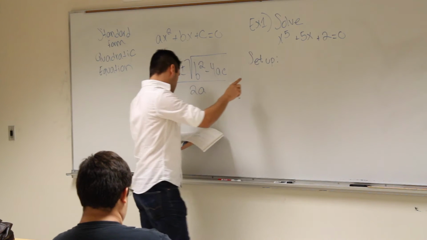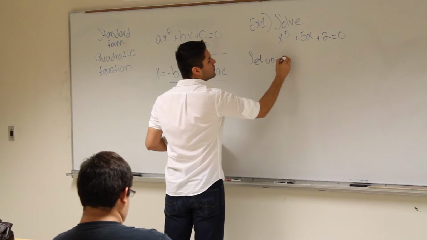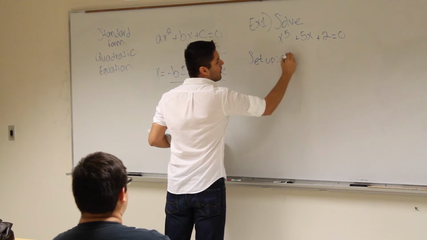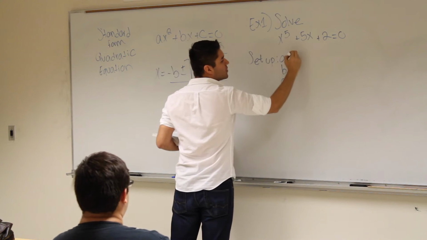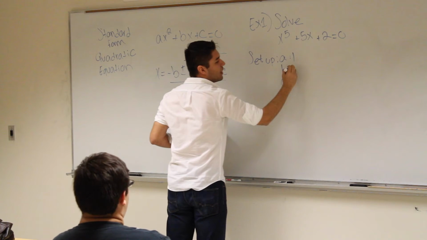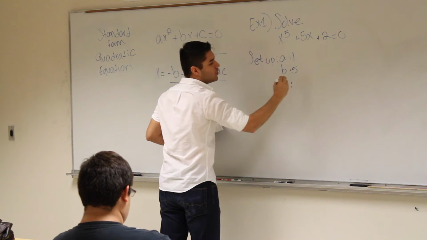For this step, I want you guys to notice that my a is going to be my coefficient 1, the leading coefficient 1. My b is my coefficient 5. My c is my constant 2.